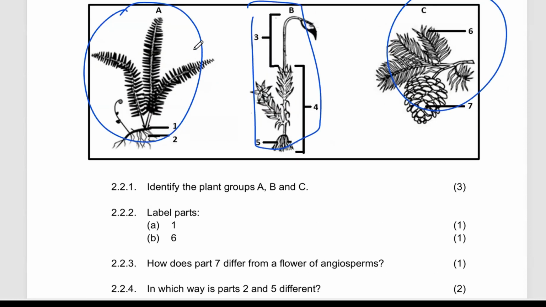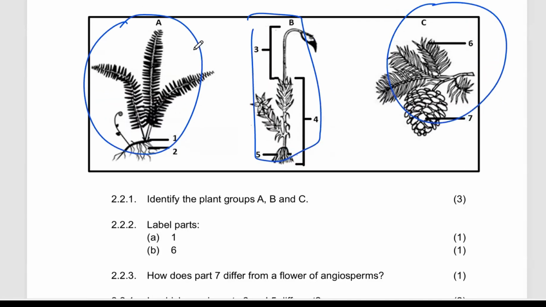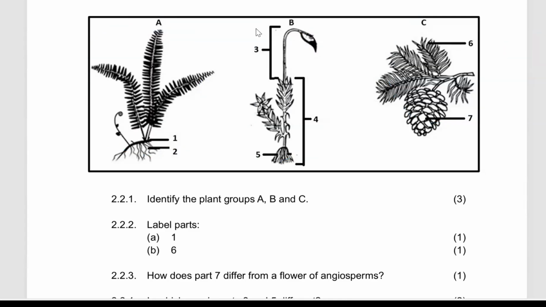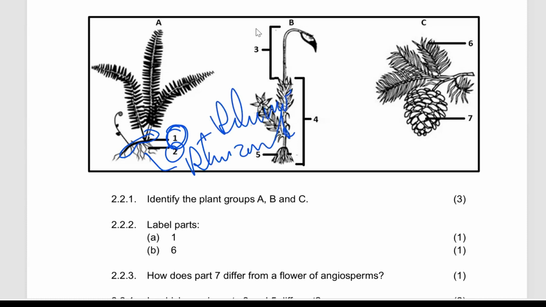Label part 1 and part 6. So how do you call part 1? Part 1 is rhizoids. Let me clean up here. So they are looking for this part, not this part. If this is called a rhizome, then this is called a what? Rhizoids. So this is a rhizome. Yeah, the rhizome is like the stem. It's the stem-like structure.